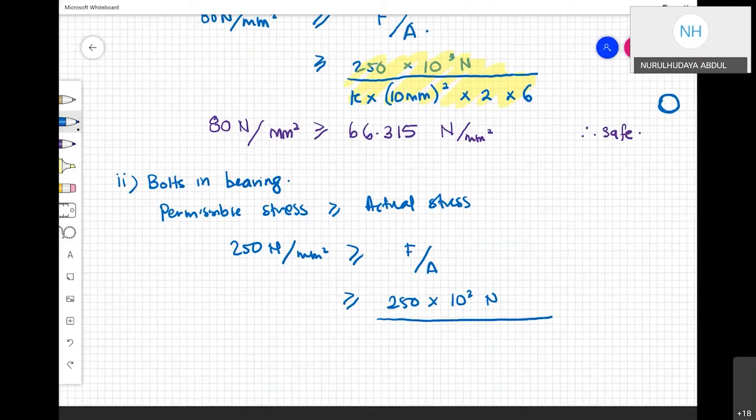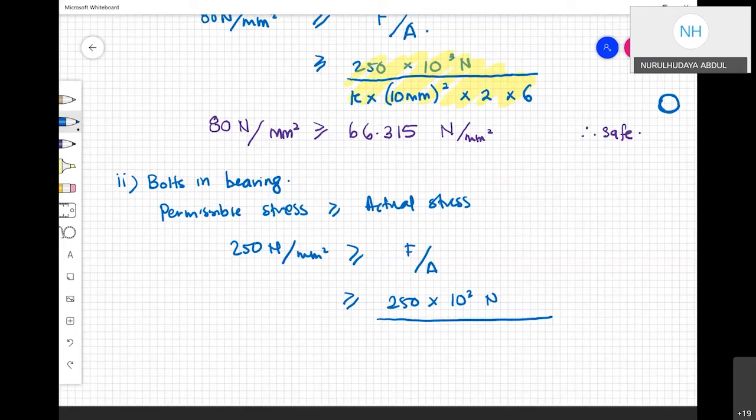Okay, bolts in bearing. Bearing stress is actually stress that comes out from the force when there is a surface in contact. This bearing stress does not actually happen in all elements of steel, but it happens in connections. It mostly happens in connections because there are contacts, and they want to maintain the shape while in contact, and there's a force trying to push it to move the other surface in contact. So there is this bearing stress.